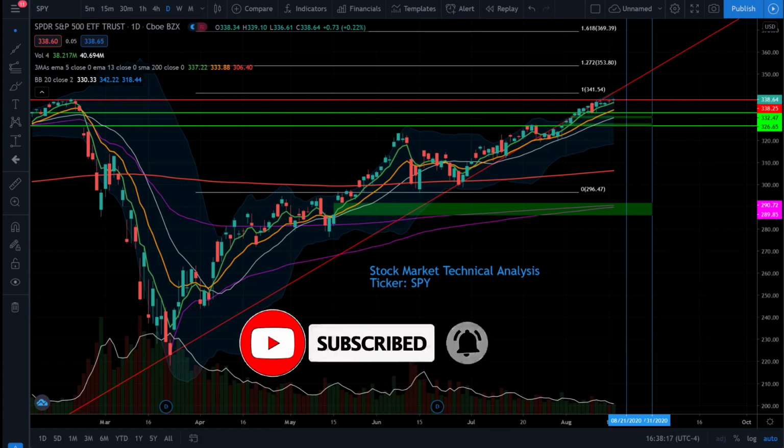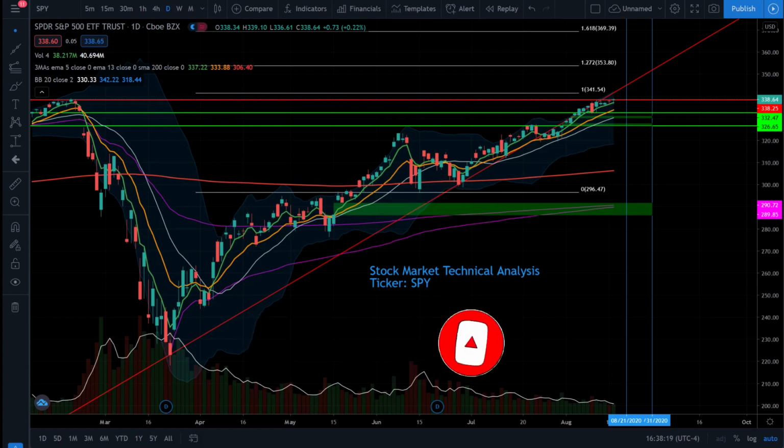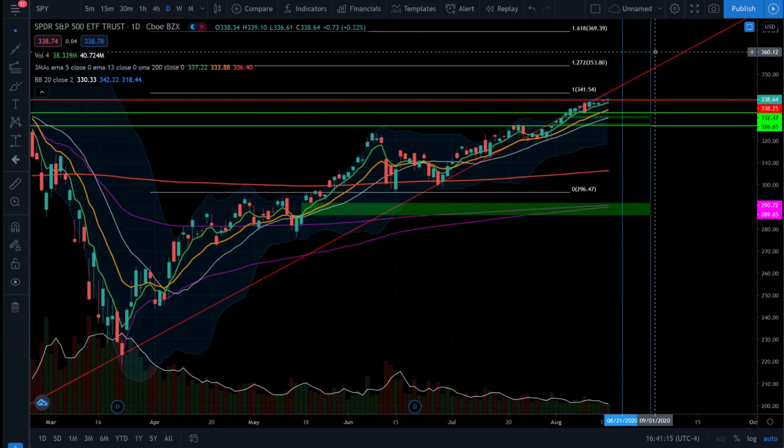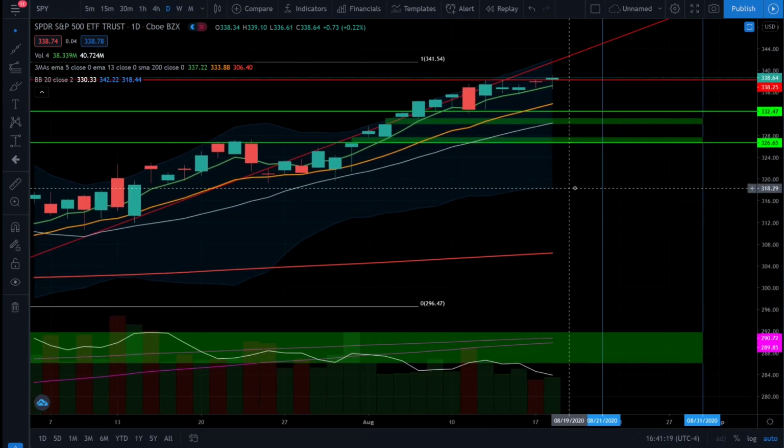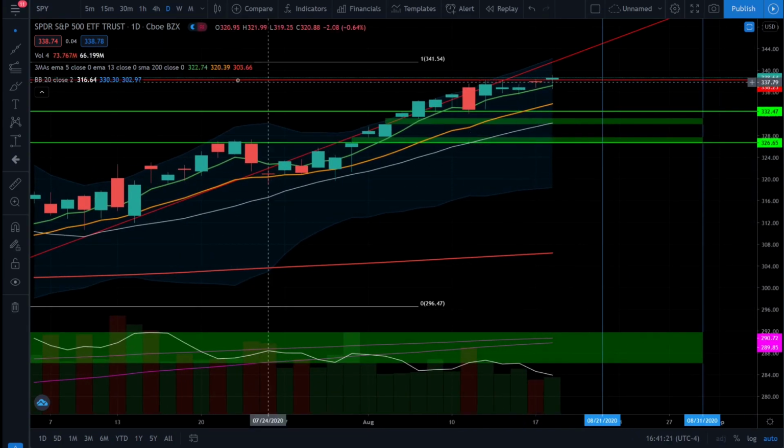Now let's go ahead and crack open these charts and see what's going on in the stock market today. All right, so if we zoom in on the price action here, we see that the S&P 500 closed up higher yet again, bringing us above our previous all-time high.